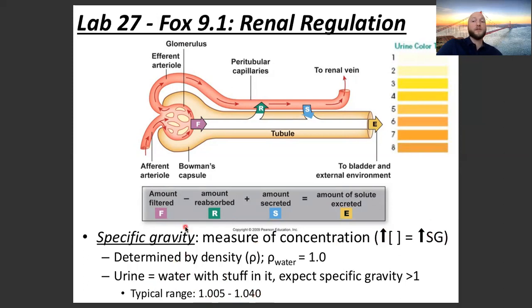What did we use to determine specific gravity in lab? What tool? What was the process? We used the refractometer to figure out specific gravity in lab. All right, so typically, we've all gone to the bathroom before. Typically, when your urine is more clear, you have a lower specific gravity, and the darker the color of your urine, the higher the specific gravity. So know normal ranges, know how we calculated it, know what it is, know that water is 1.0.